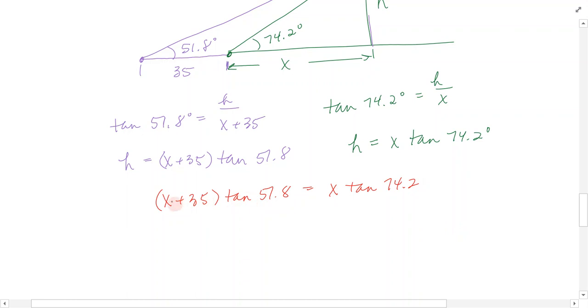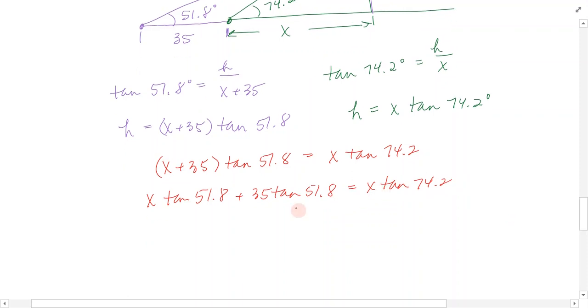We need to first get rid of our parentheses, so we distribute. We take the tangent of 51.8, that's just some number, and distribute it into this set of parentheses. So I have x times the tangent of 51.8 plus 35 times the tangent of 51.8 is equal to x times the tangent of 74.2.